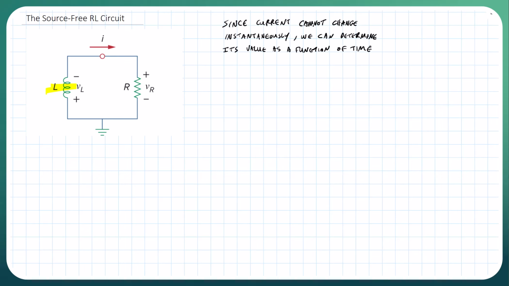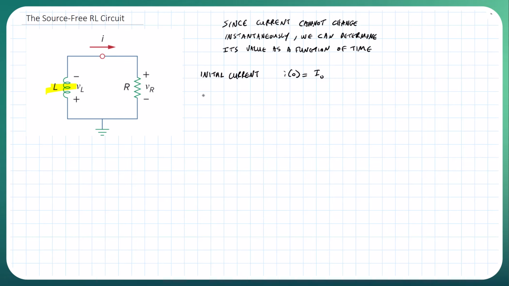So again, we're going to start with an initial current passing through the inductor. We're going to assume there's some initial current going through the inductor. So we'll take the initial current, and we're going to say I at time 0 is equal to I naught.